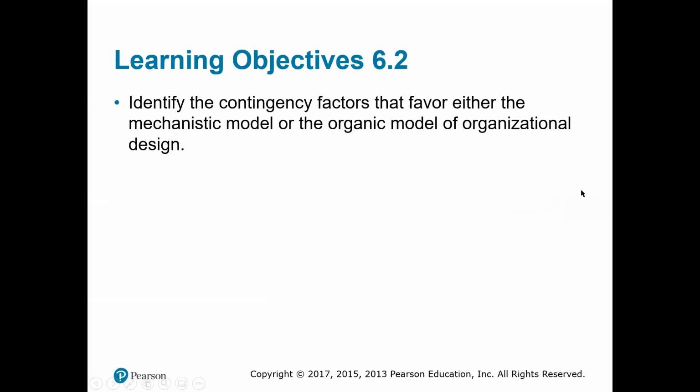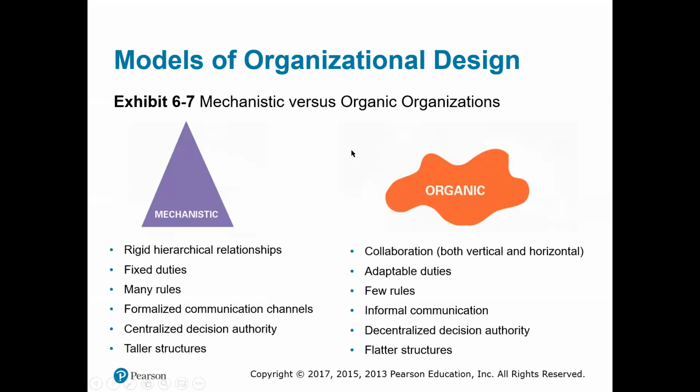Now we come down to two major types of models of organization design. One is called the mechanistic model. Please, this is very important. The other is the organic model. So what makes a mechanistic model of an organization design? What makes an organic model of an organization design?